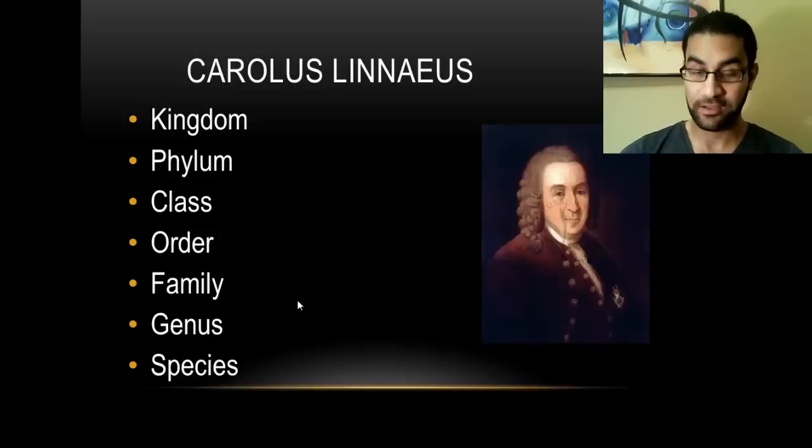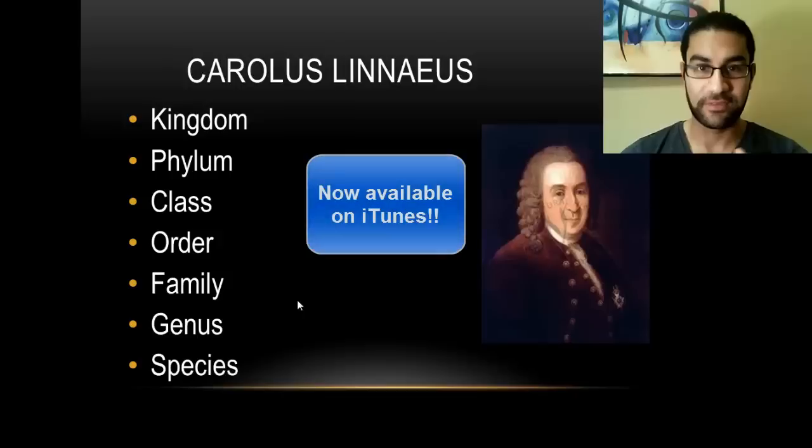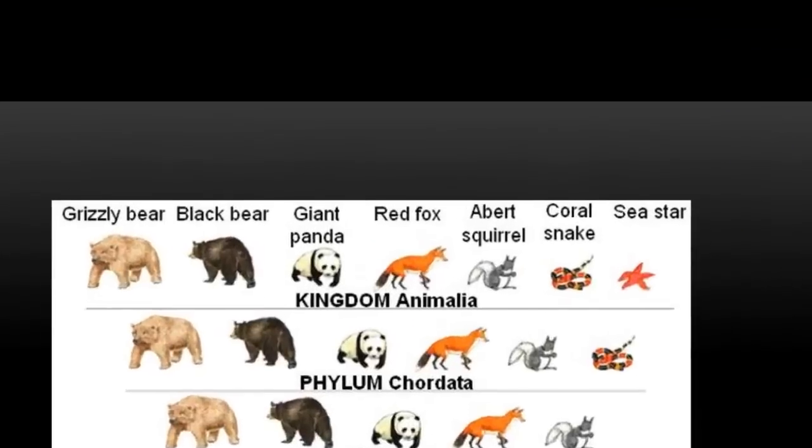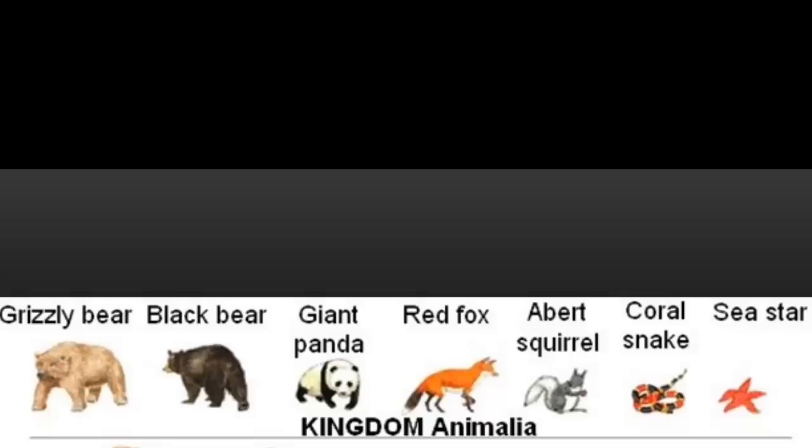Hopefully, again, that song, kingdom, phylum, class, order, family, genus, species, got you to that same understanding. All right, so here's an example, sort of a breakdown, showing you how the kingdom Animalia has a lot of variety. You see here just a few examples of the different categories of organisms that would fall into the kingdom Animalia.